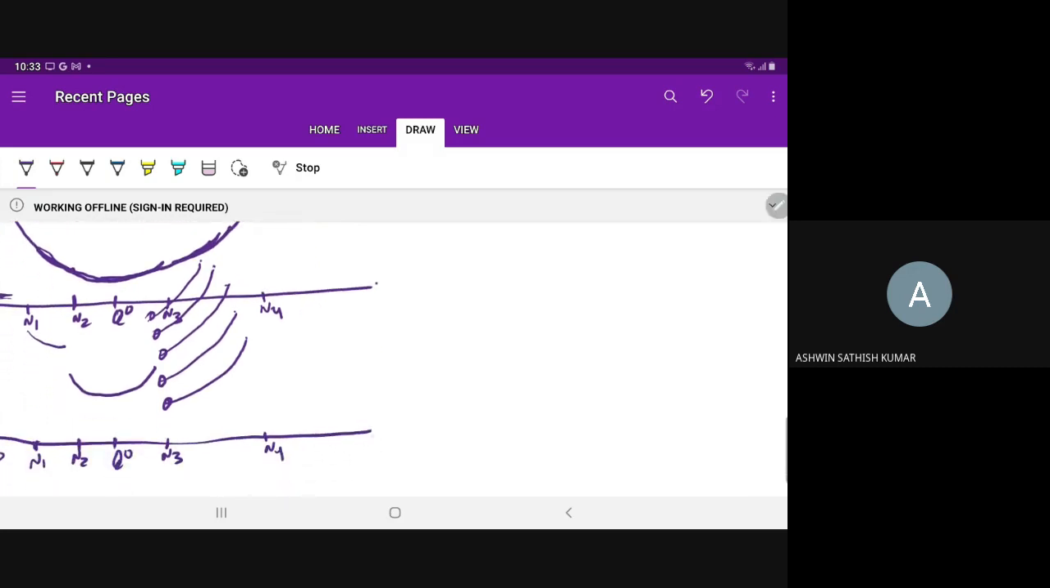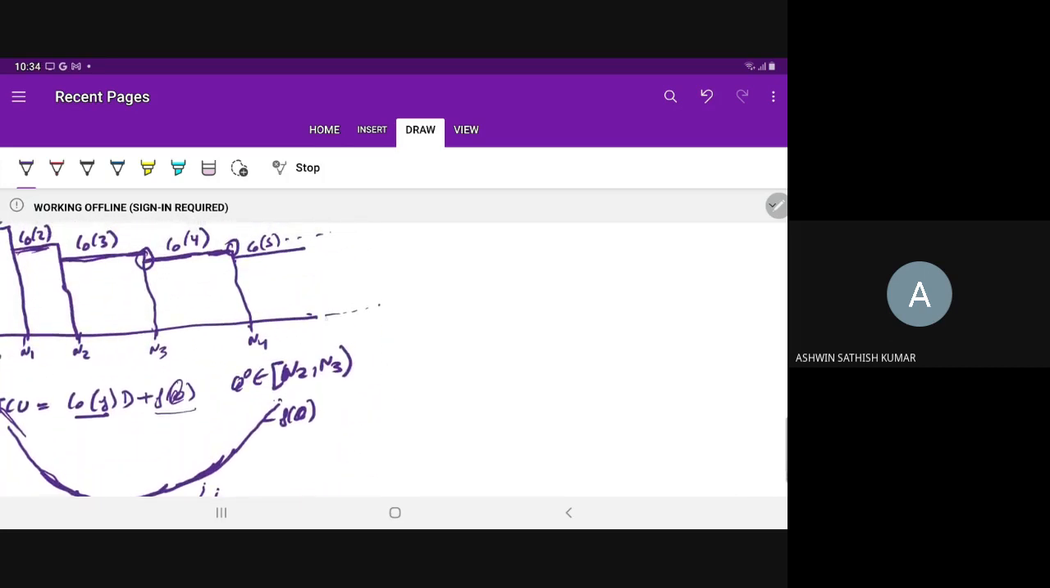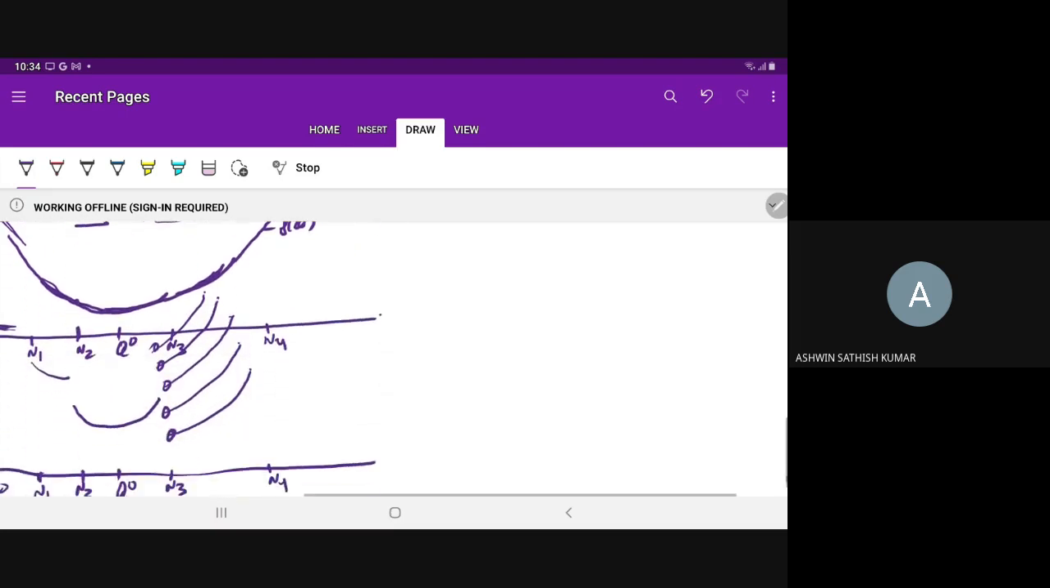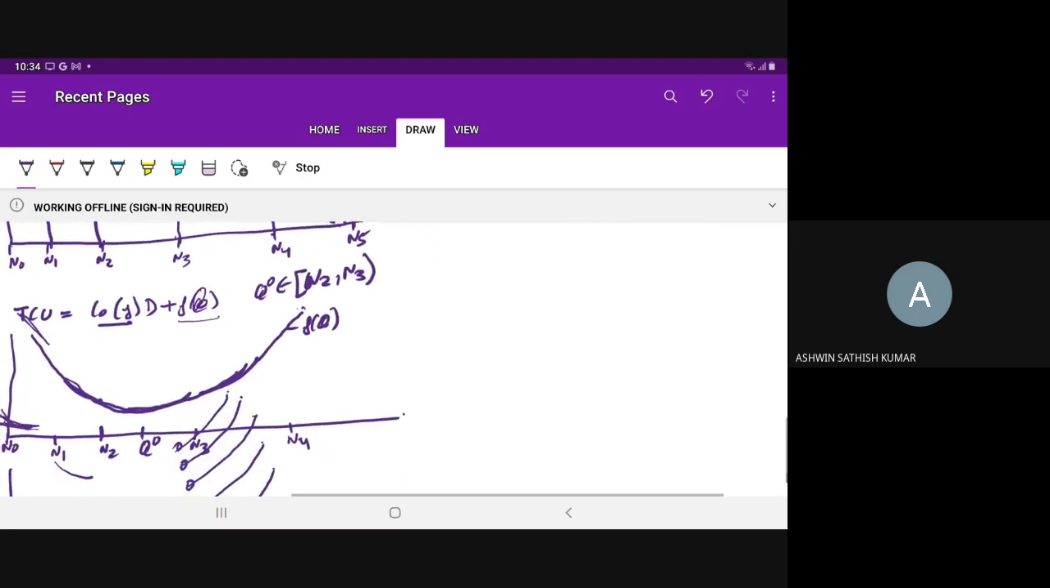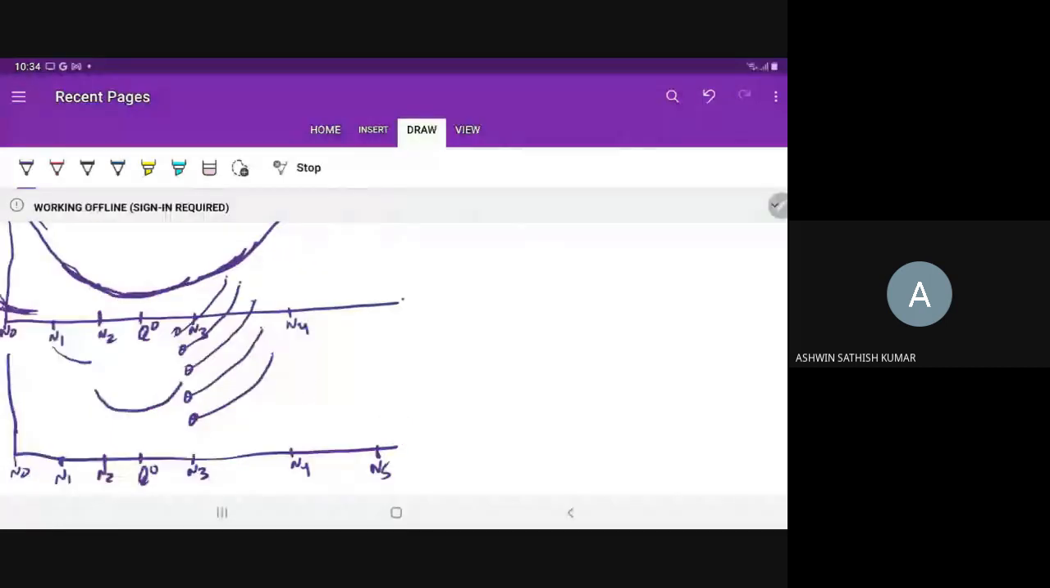Similarly, in the N4 to N5, let's say one more we draw. Again we know that C05 is constant and FQ is increasing. So in the N4 to N5, the graph is increasing, but we do not know from where it will start. Clear? Similarly on the right hand side, we cannot say from where it will start.